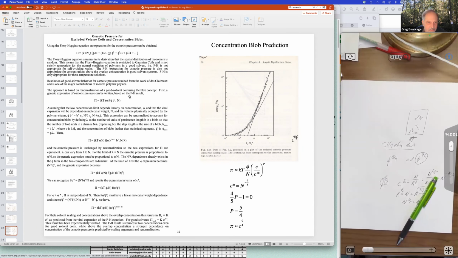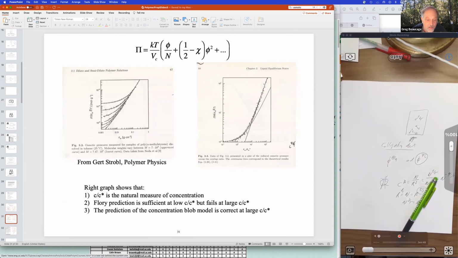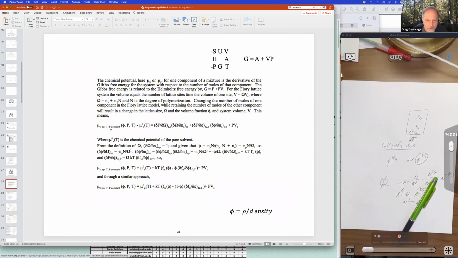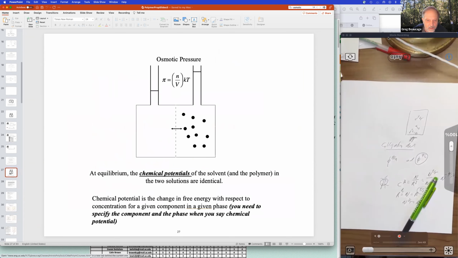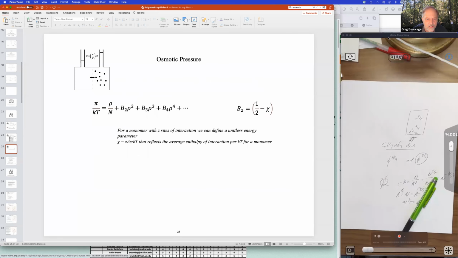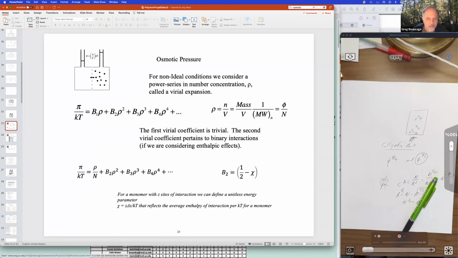Right, so that's kind of seen as a demonstration that the good solvent thing works. But anyway, so that's kind of the whole show on the osmotic pressure. So that's kind of where I wanted to get to today.